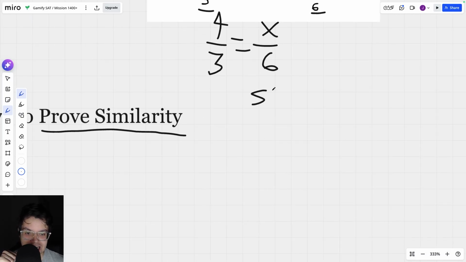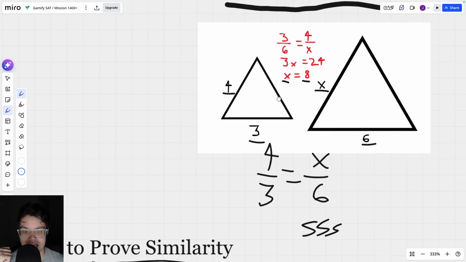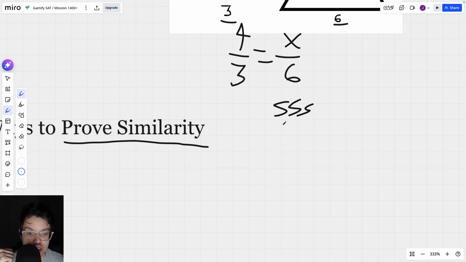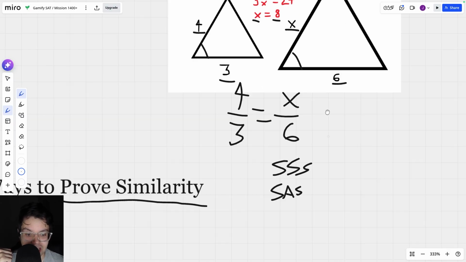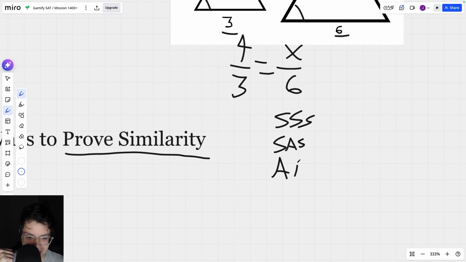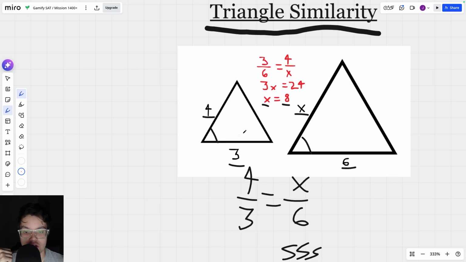You can use side, side, side, aka all the sides are proportional to the other one. You can do side, angle, side, meaning that two sides are proportional and the angle between those are the exact same. So for example, it would be something like this for them. Or it can be angle, angle. So that just means that two angles are exactly the same. So maybe this one is exactly the same, and also this one would be the exact same on both triangles.